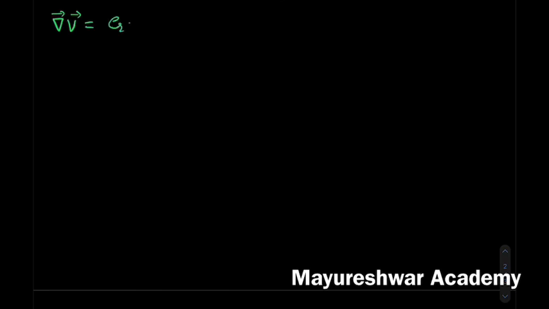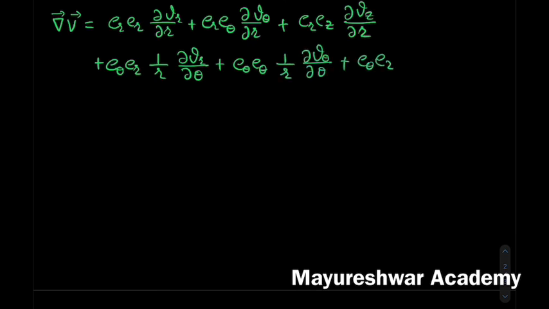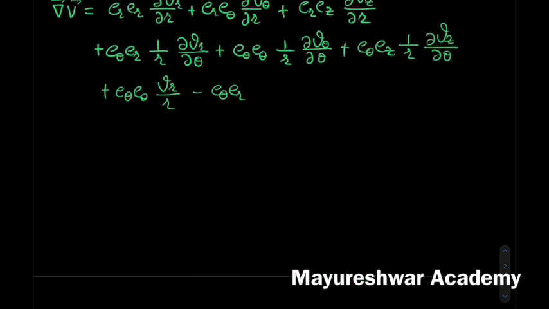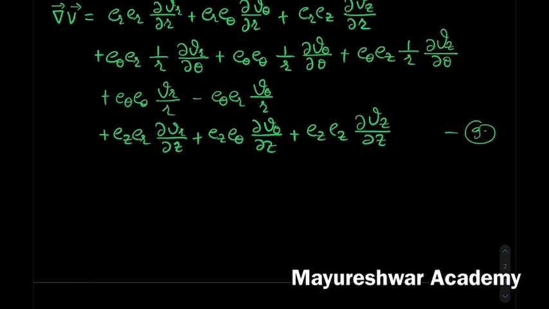Now let us rewrite the term: del bar v bar is equal to er partial over partial r of vr, then er e theta partial over partial r of v theta, er ez partial over partial r of vz, plus er e theta 1 over r dvr/d theta, e theta e theta 1 over r dv theta/d theta, and the same as e theta ez 1 over r dvz/d theta, plus e theta er vr over r minus e theta er v theta over r, plus ez er partial over partial z of vr, plus ez e theta partial over partial z of v theta, plus ez ez partial over partial z of vz. So let it be equation number 9.